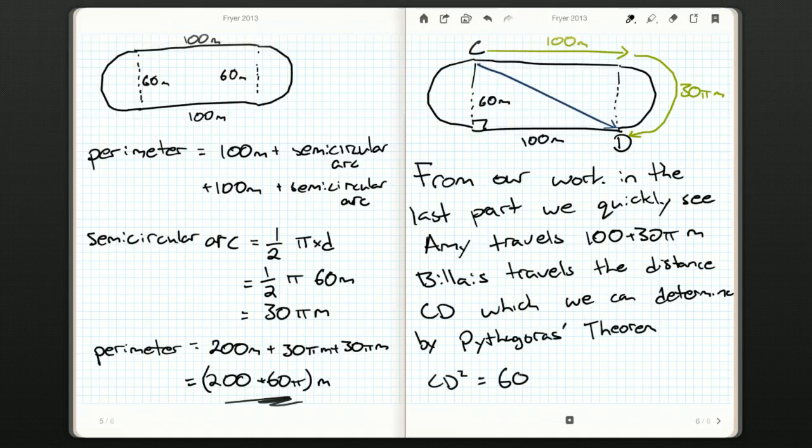So CD squared is going to be 60 squared plus 100 squared, right? Because this distance straight from C to D is exactly the hypotenuse of this right angle triangle. So we can square those and punch them in on our calculator, and we'll get 13,600. So CD is the square root of 13,600.